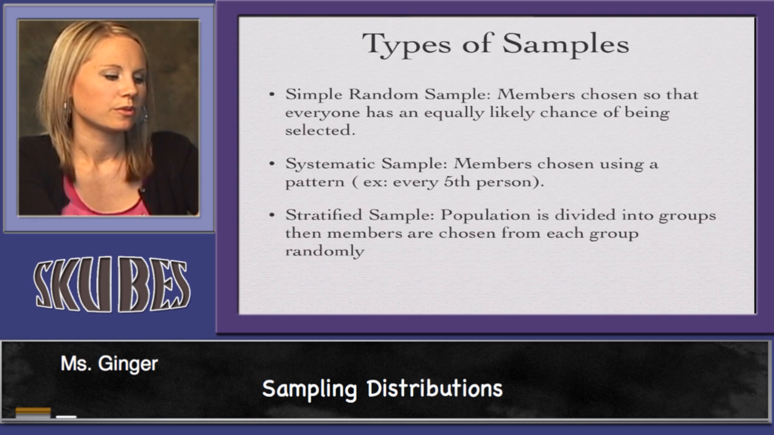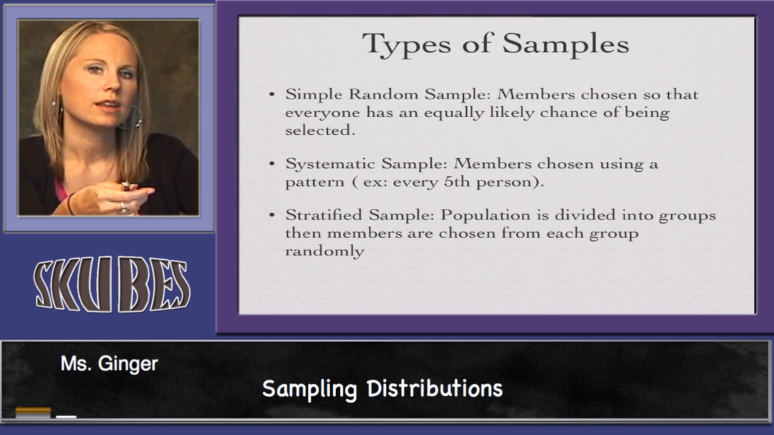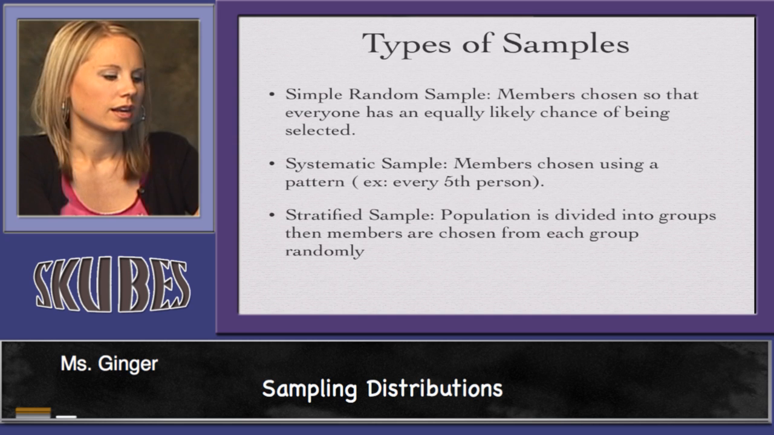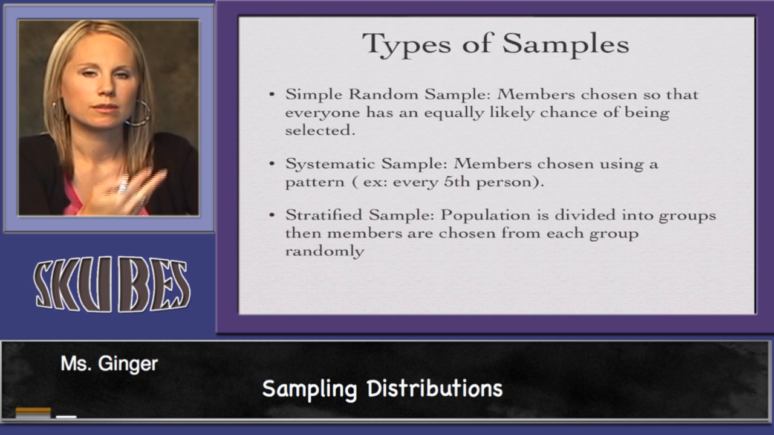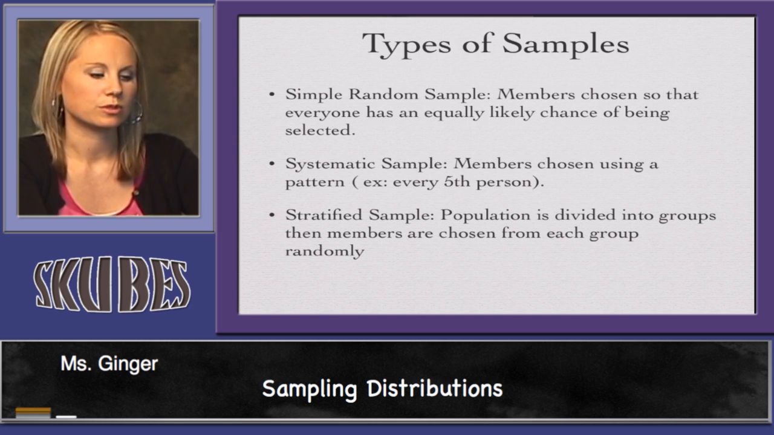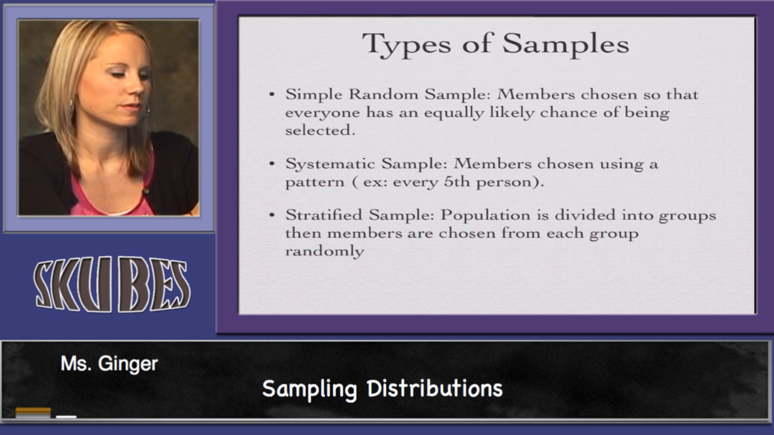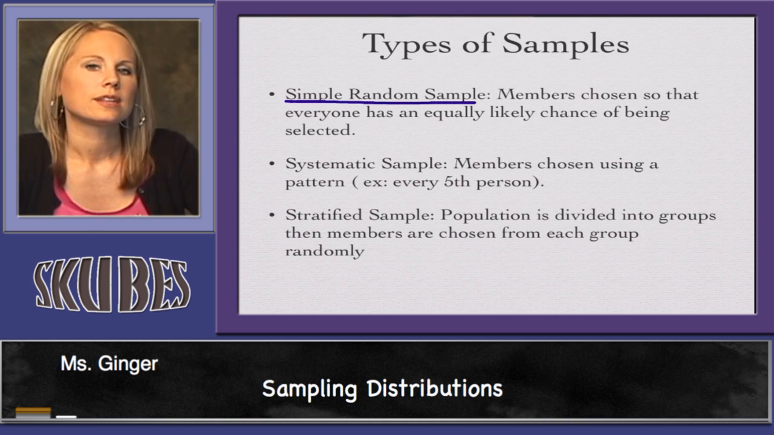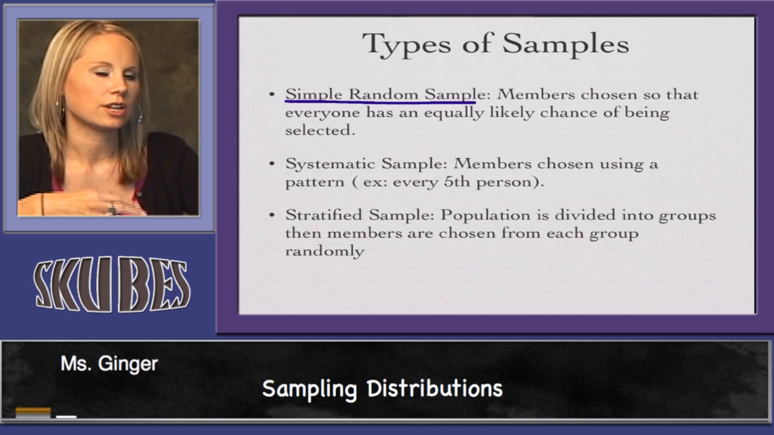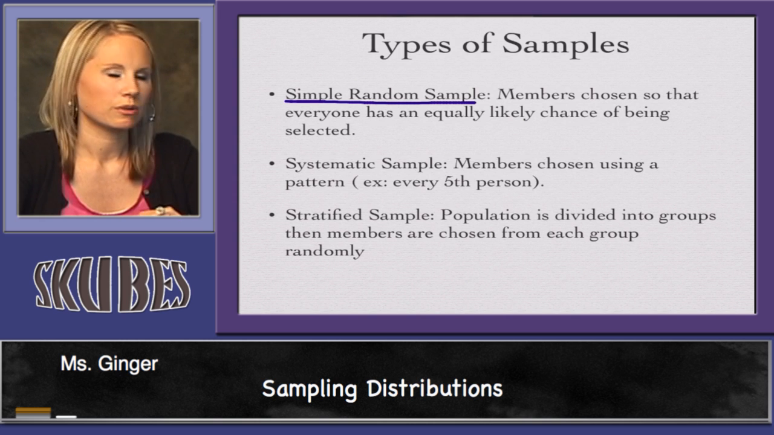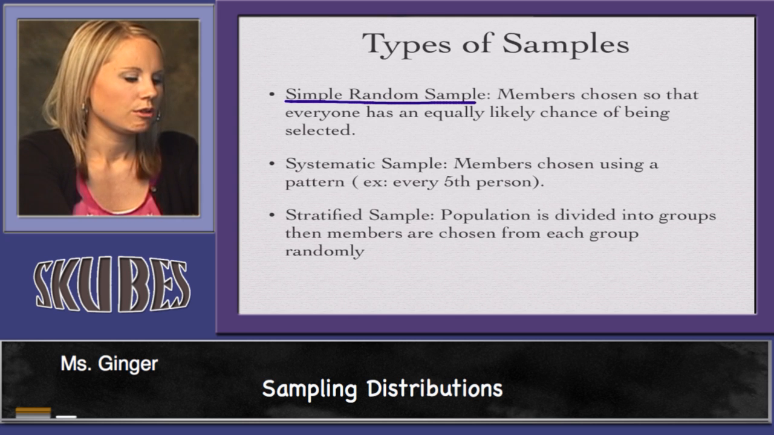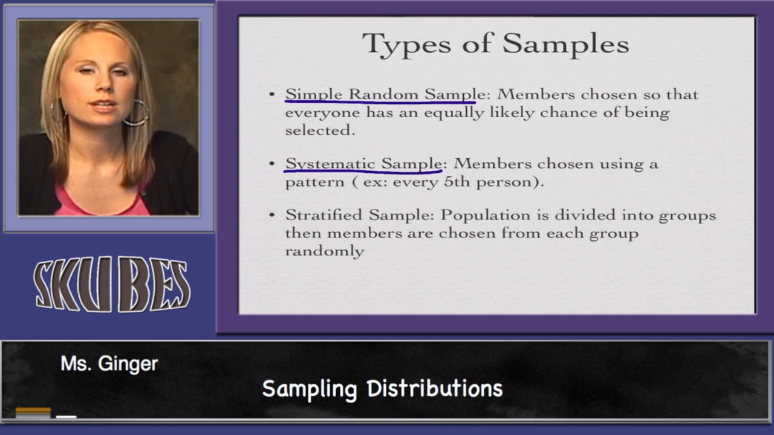So one type of sample that you can use when you're trying to gather data and use it to make predictions about a population is just a simple random sample. And always, the more random that you can be in using your samples, the better, the more accurate the results that you'll get. So a simple random sample just means that everyone has an equally likely chance of being selected. So we don't know who we're selecting. We're not favoring one group or another. It's totally random.